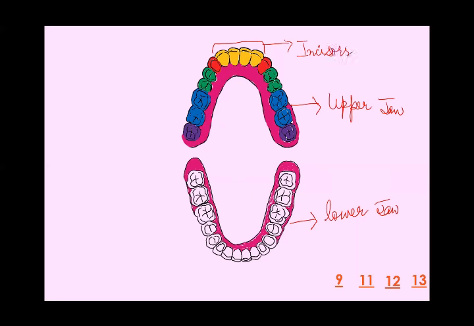Incisors. So you can see here in the upper jaw, 4 are in the center here, and similarly 4 are in the lower jaw. So 4 here and 4 here, total 8 in number.